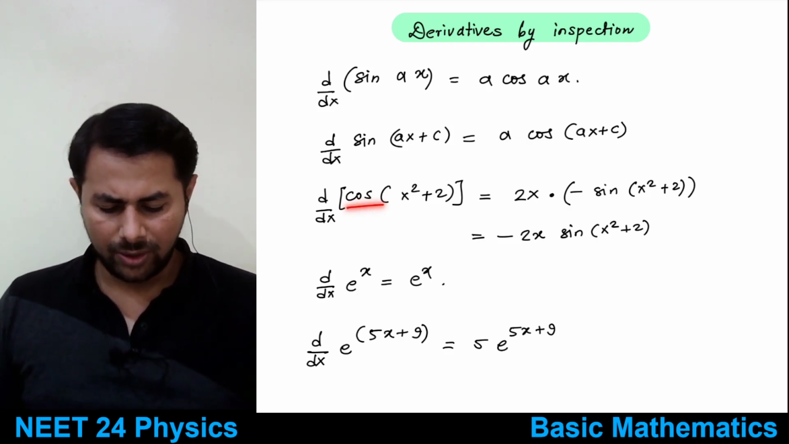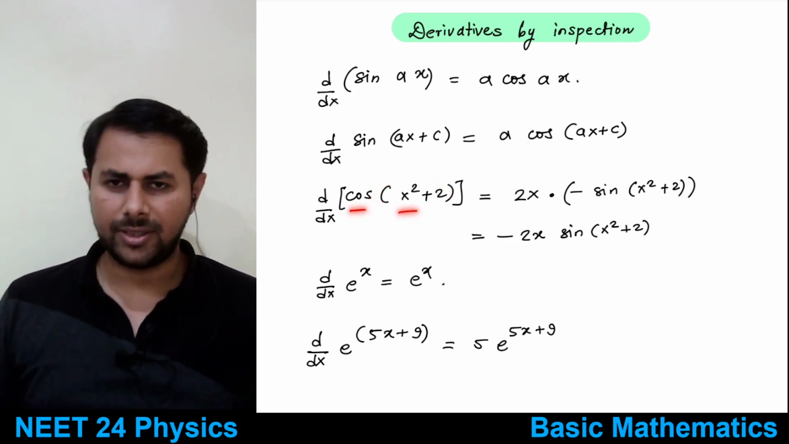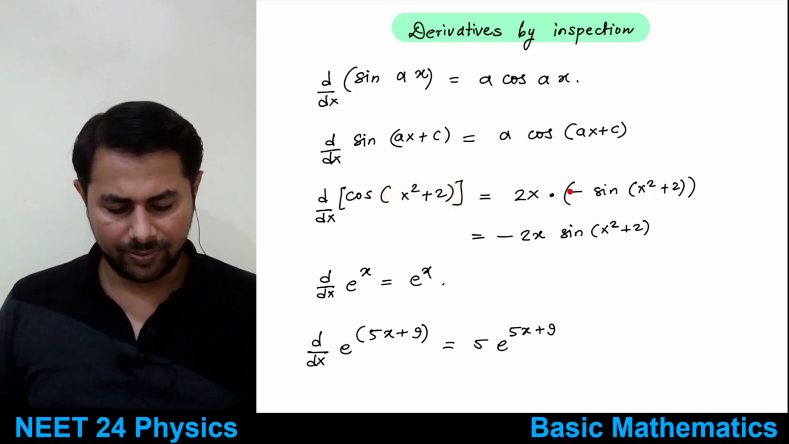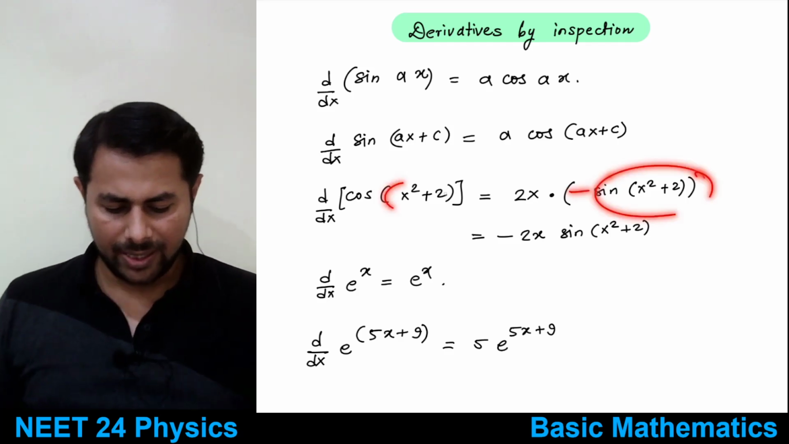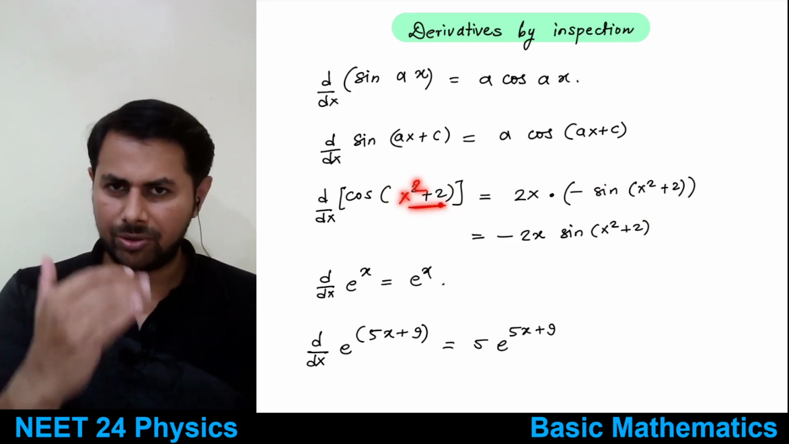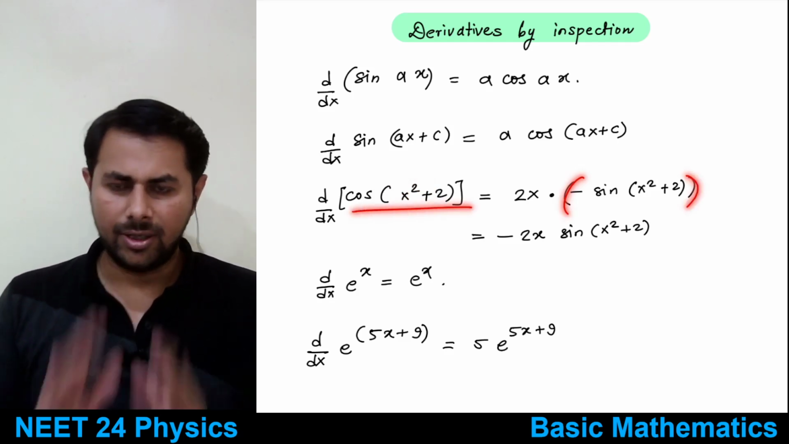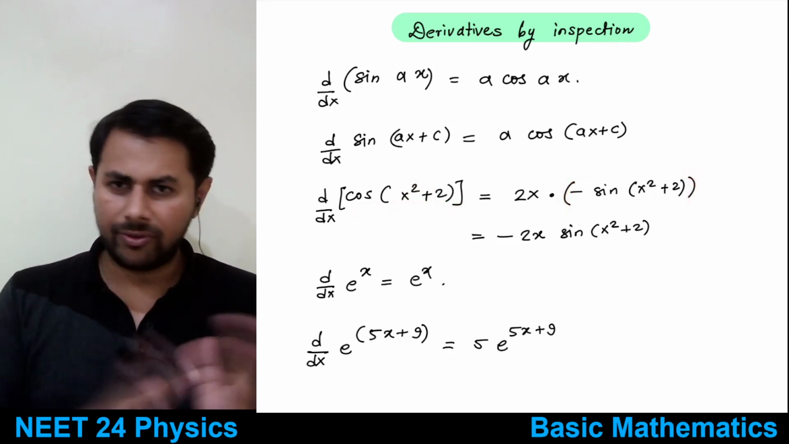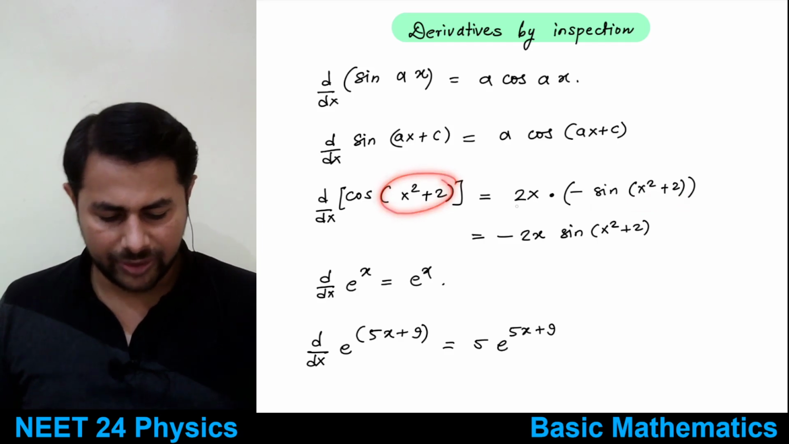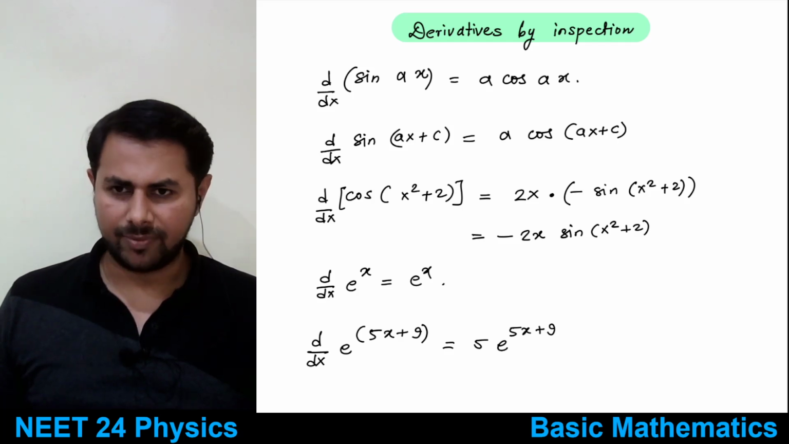Then you have cos of x square plus 2. For an example, you want to find out its derivative. So what is derivative of cos? It's minus sine. So it's minus sine of this bracket, multiplied by derivative of the bracket, that is derivative of x square plus 2. Derivative of 2 is 0, derivative of x square is 2x. So you have minus sine of the bracket multiplied by derivative of the bracket, which is 2x, and that will be the answer. Okay, very simple.